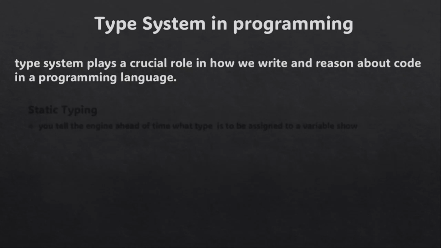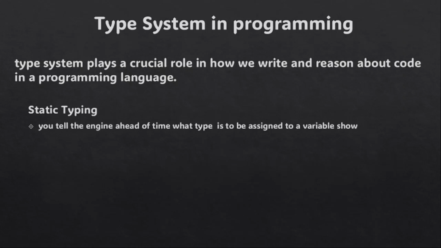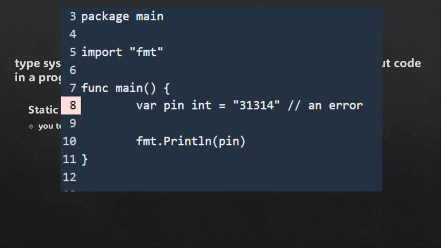Now let's look at static typing. In static typing, you need to tell the engine ahead of time what type of data the variable holds. Let's look at this example of a Go programming language. This language is also a statically typed language.